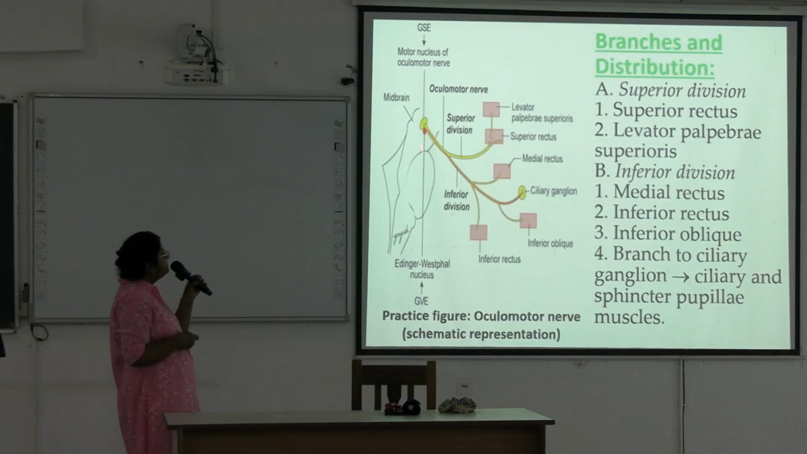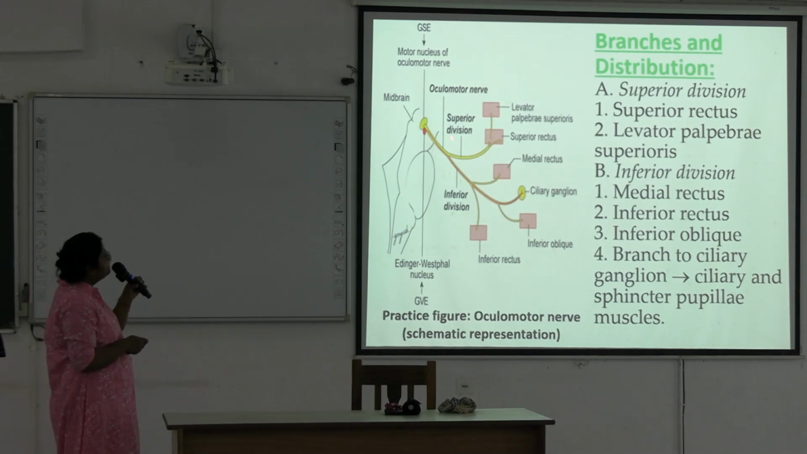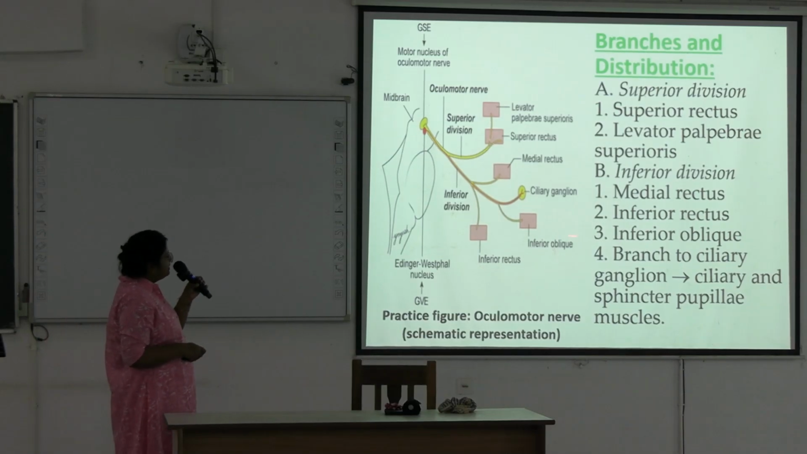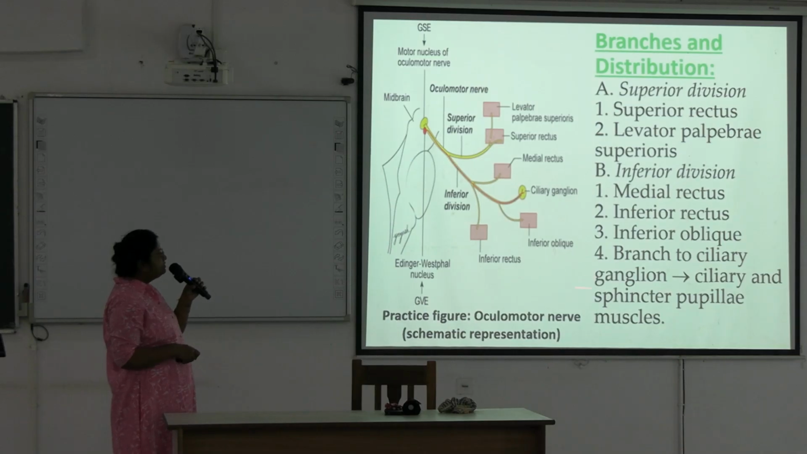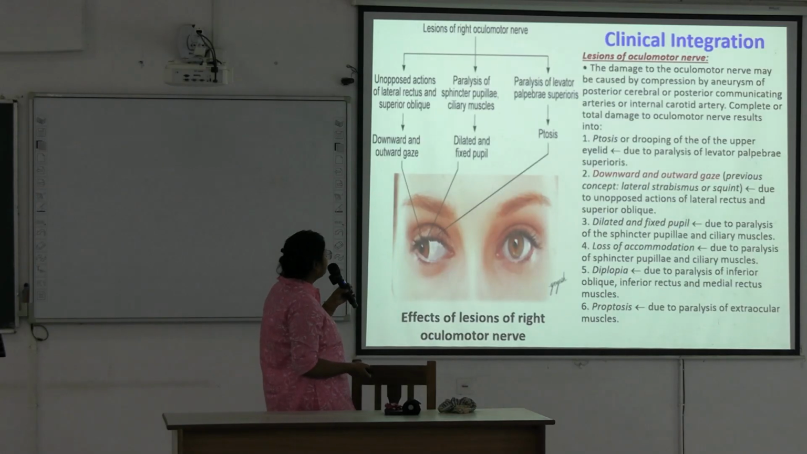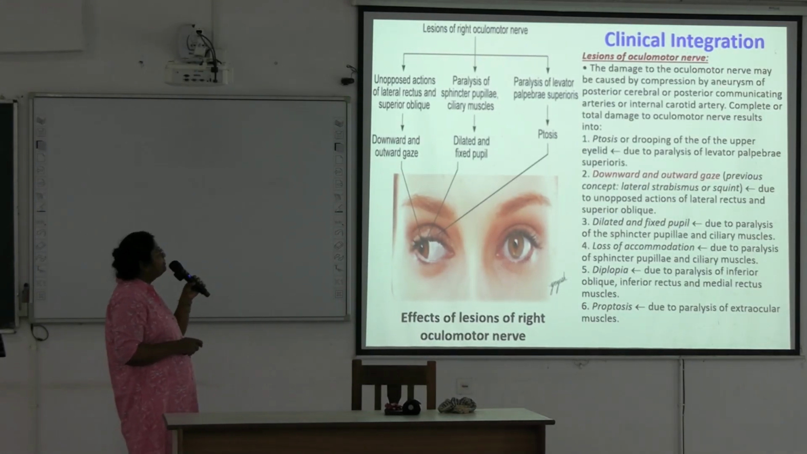So the superior division was supplying the superior rectus and levator palpebrae superioris. Here, this one is the superior division. This is the inferior division, supplying the medial rectus, inferior oblique, inferior rectus, and ciliary ganglion. The branch to the ciliary ganglion supplies the ciliary muscle and the sphincter pupillae muscle. Next. So these are the symptoms of a lesion of the oculomotor nerve.